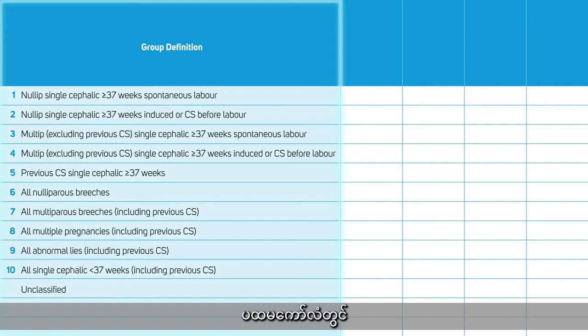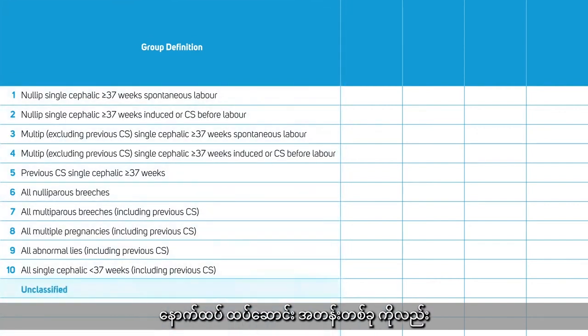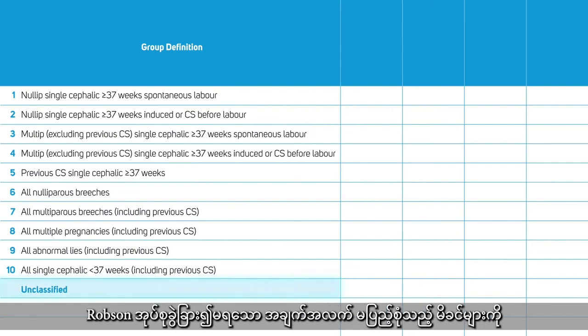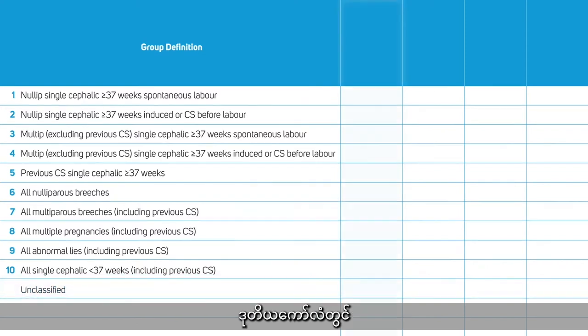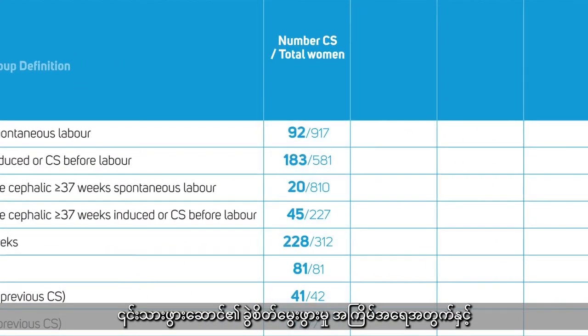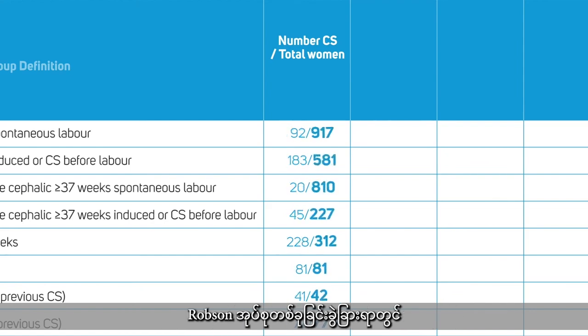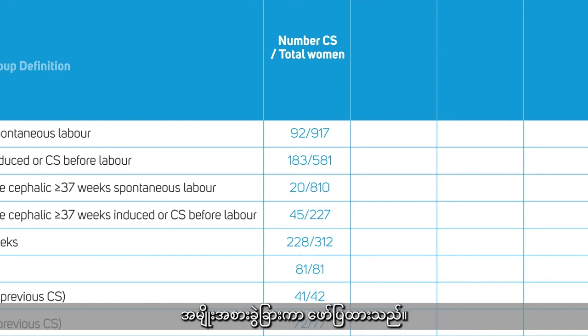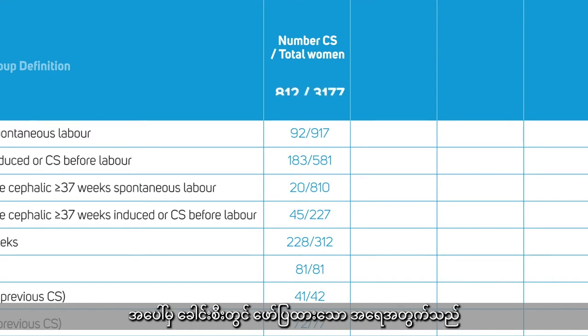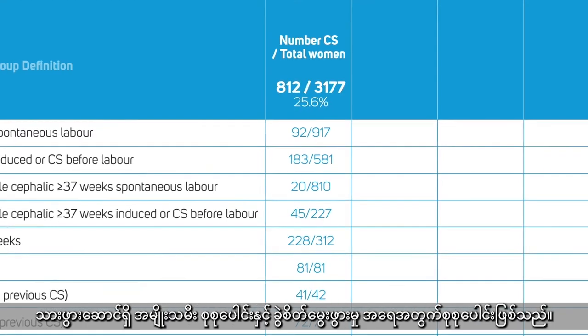The first column shows each of the 10 groups and their definitions. An additional row is added to show the women who cannot be classified because information on any of the variables was missing. The second column displays the number of caesarean sections and the number of women classified in each group among all women admitted for birth in the unit. The heading on top shows the totals for the unit.